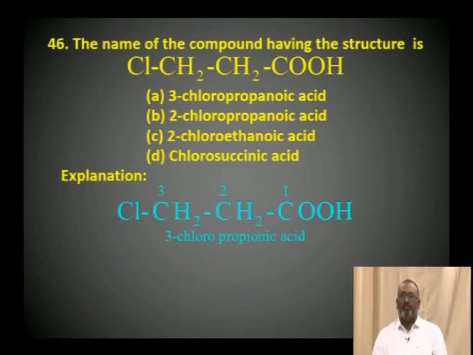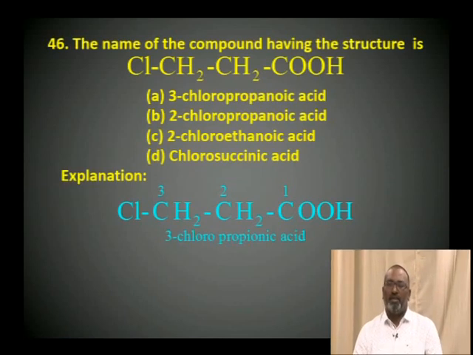You can see here, as you know, the carboxylic acid functional group, COOH, is the primary functional group here, and its carbon atom is given number 1. So the third carbon atom is bearing chlorine. That is why the answer is 3-chloropropanoic acid. Option A is the correct answer.